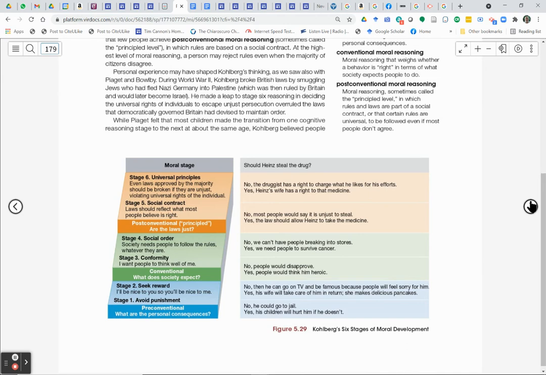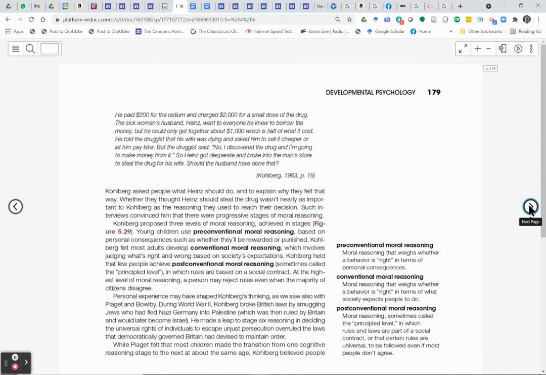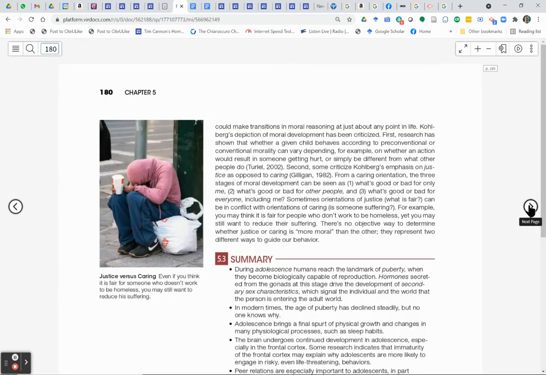Now, there's been complaints about Kohlberg's stages and that they are a bit sexist, maybe more than a bit sexist. And Gilligan is a researcher who deals with some of this reassessment.